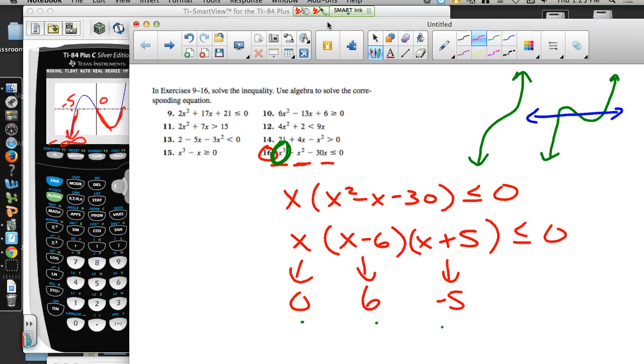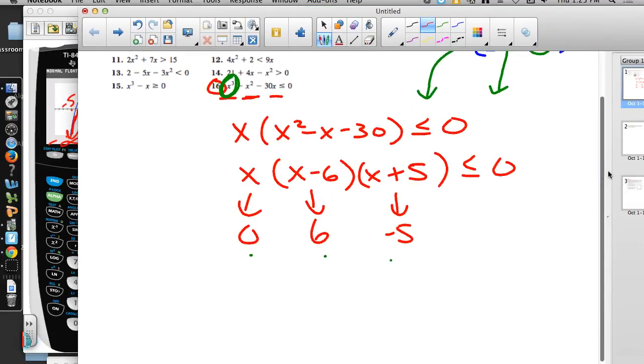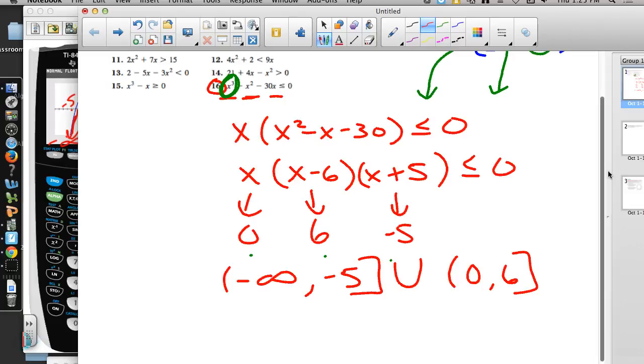So we come back to this mess and we say, all right, now that we've had a really good look at it, here's what we know. The x's that are going to generate this less than or equal to 0 are negative infinity to negative 5 inclusive, but there's more. So again, we use that u to show a union of the other piece, which is 0, 6. And we have that taken care of.